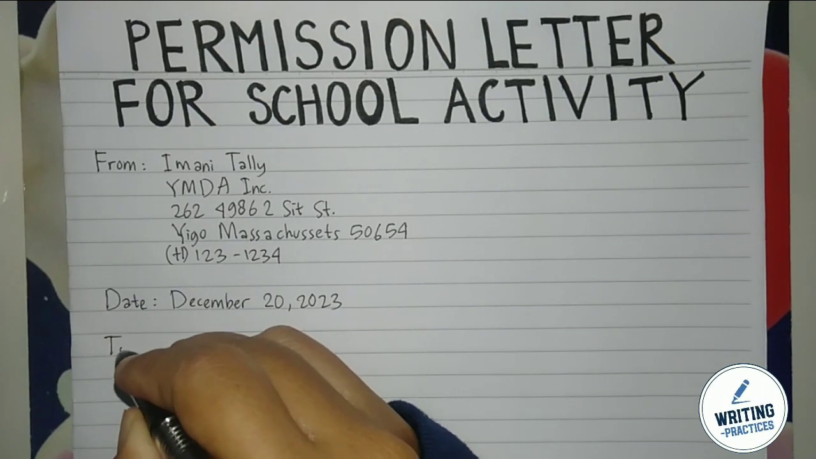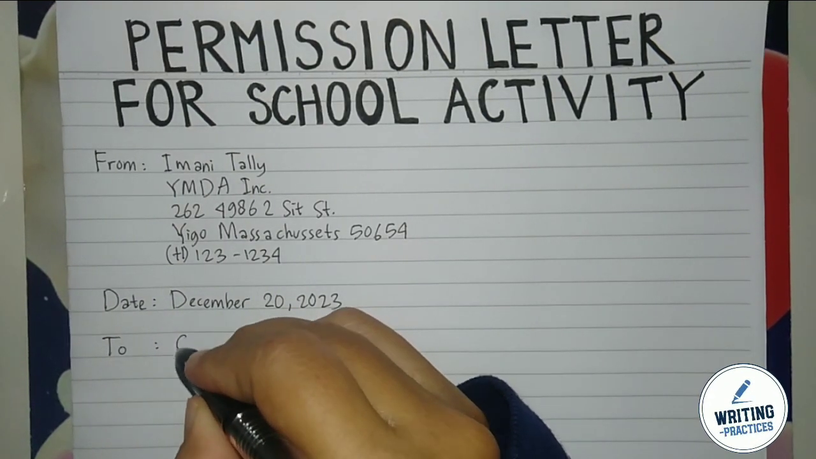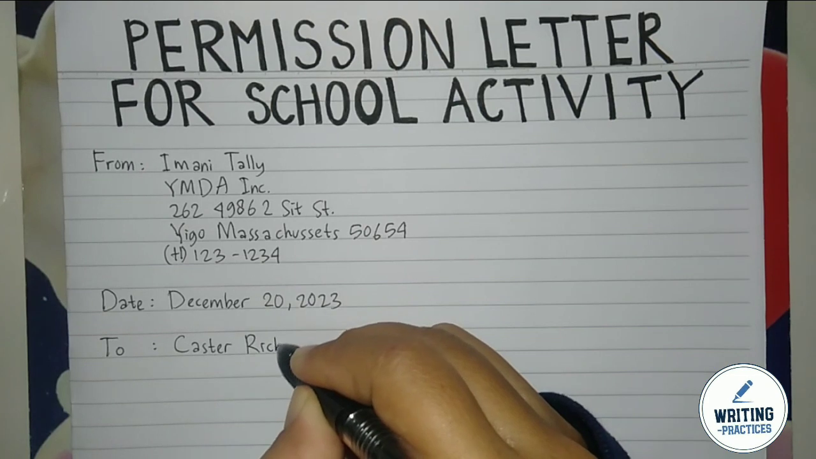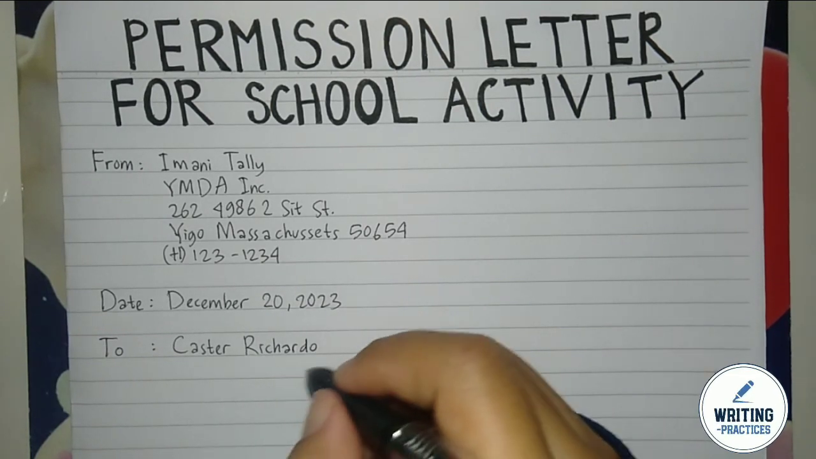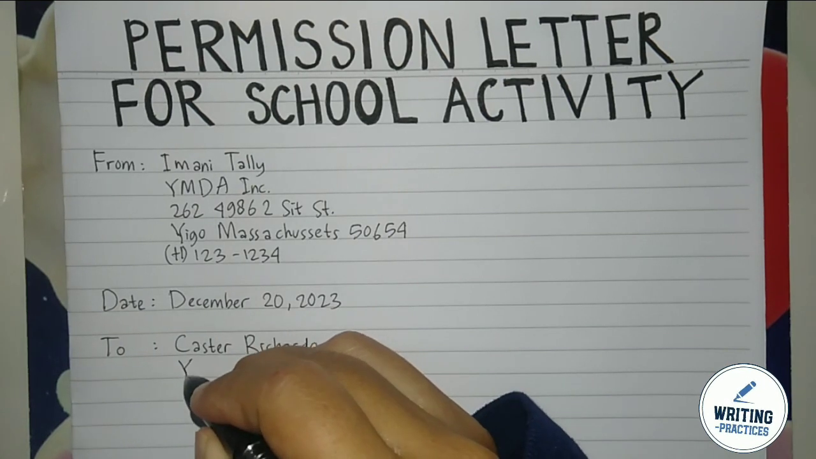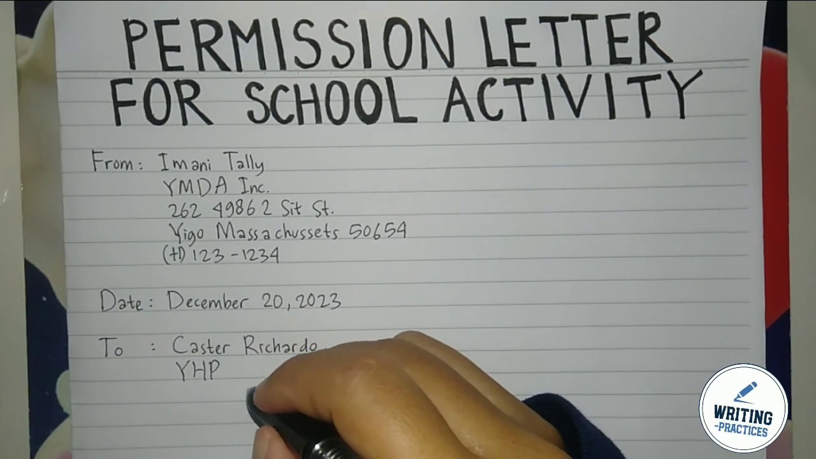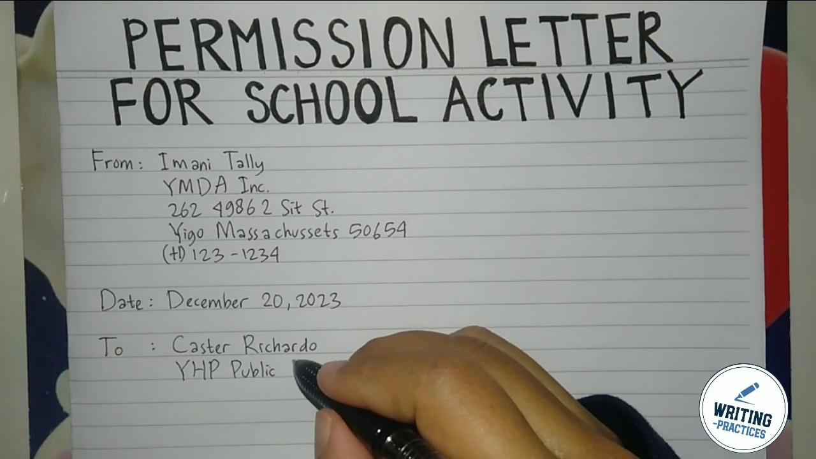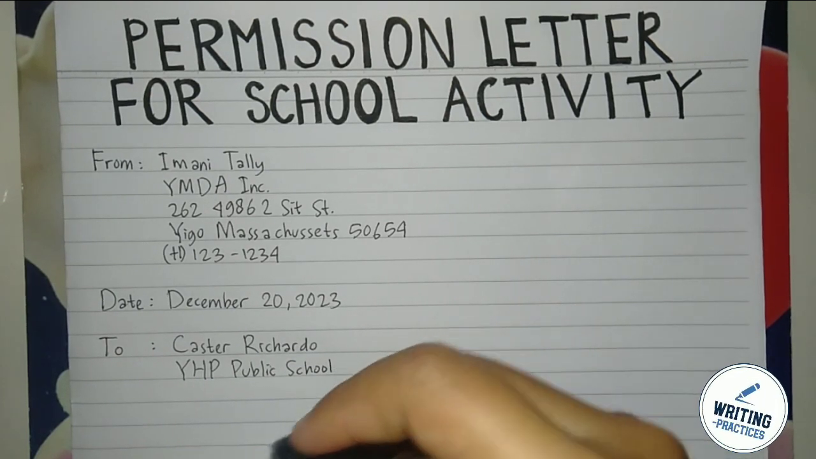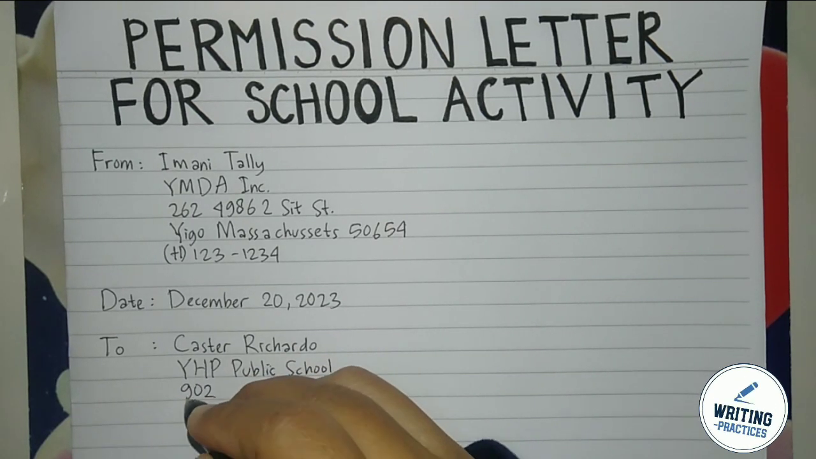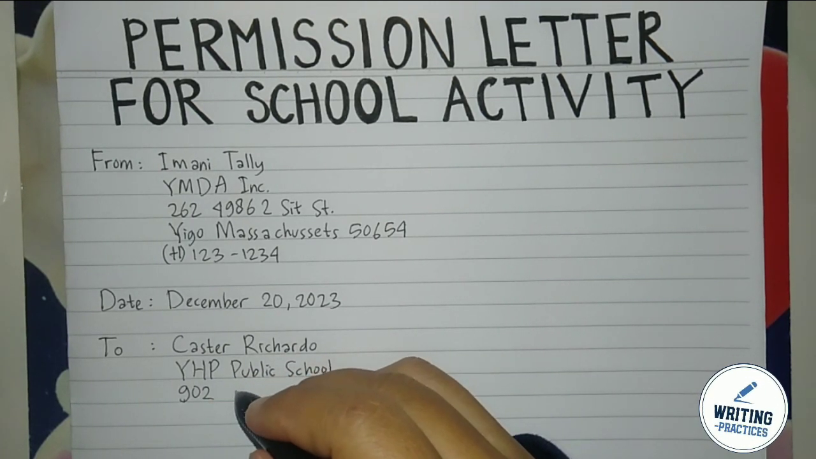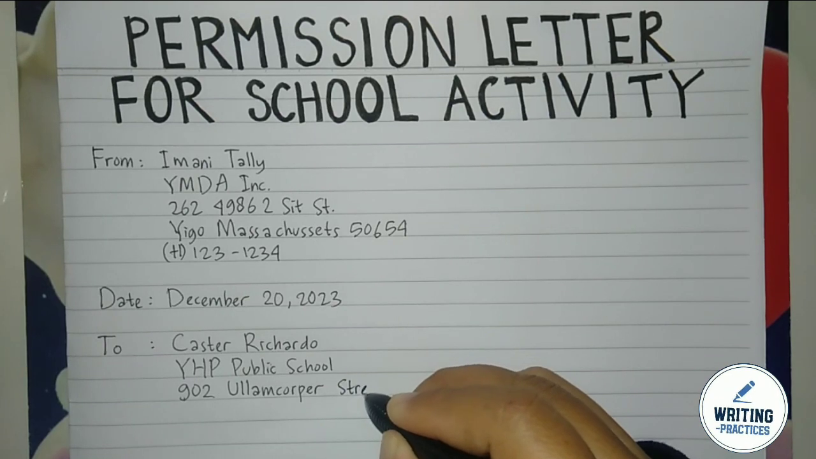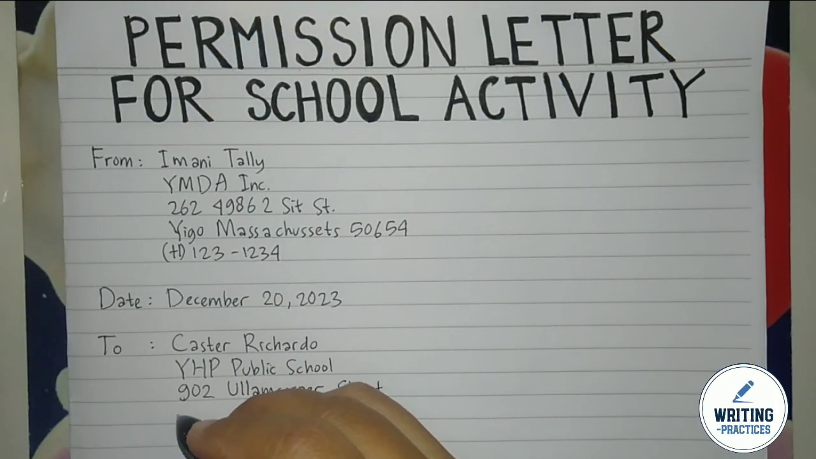And then, continue by writing the contact information about the recipient. Yes, you need to write down his or her full name. After that, write also the school name since this letter is for a school activity. Don't forget to write the address of the school. Here, write also the city, state and zip code.